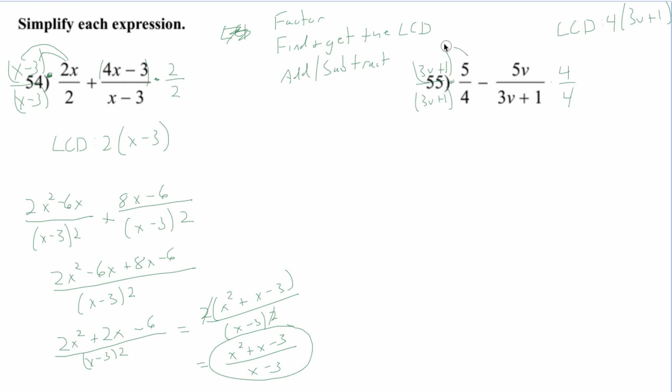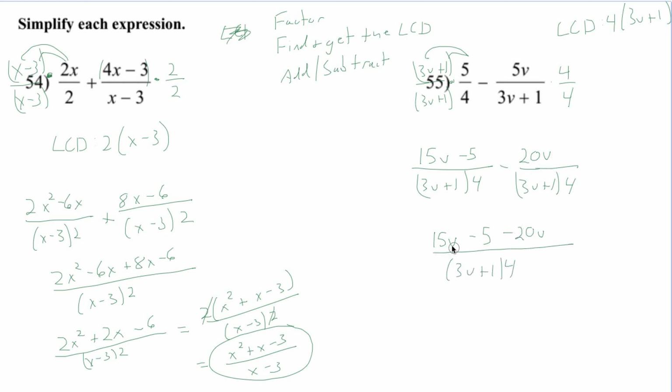So over on the left, we distribute the 5. So this is 15v minus 5 over the common denominator of 3v plus 1 over 4. Over here, we have still minus 5v times 4 is 20v over the common denominator. They are common denominators, so we can combine 15v minus 5 minus 20v. So make sure it's minus, and if there were more than one term over here, the minus would go to both of them. Over the common denominator, 3v plus 1 times 4. We do have some like terms we can combine here, and we get negative 5v minus 5 over 3v plus 1 times 4.